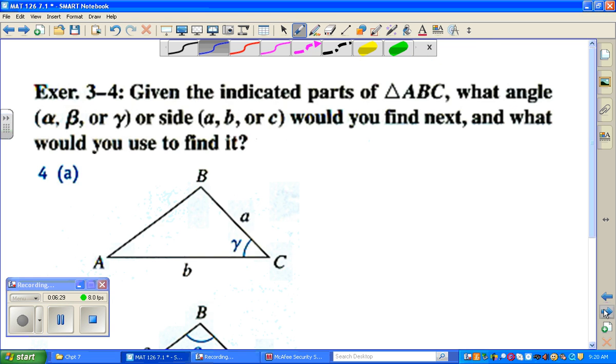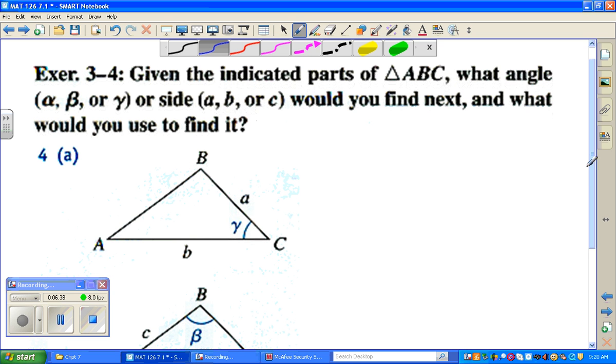Fantastic. Moving on. Given the indicated parts for A, B, and C, what angle would you find next, and what would you use to find it? This is not a numerical solution. This is your line of logic, which is kind of scary, but nevertheless, you are developing a line of logic. What would you find first?